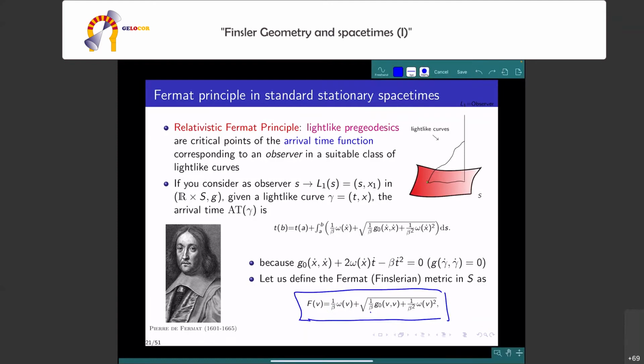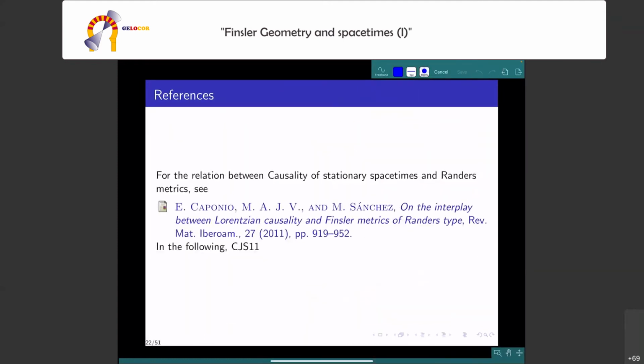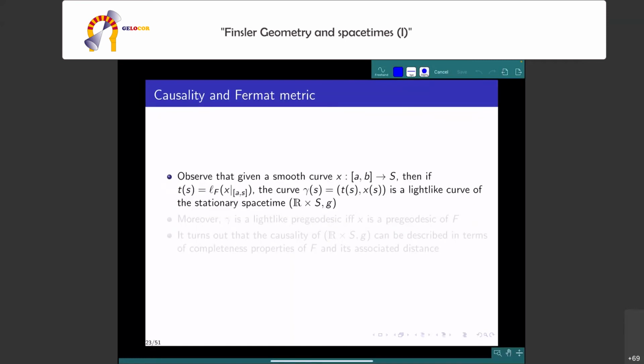And we can establish a relation between the causality of the stationary spacetimes and Randers metrics. This is done in this paper that I'm going to refer to as CJS 11. How can we obtain this relation? How can we describe the causality of the stationary spacetime using this Fermat metric?